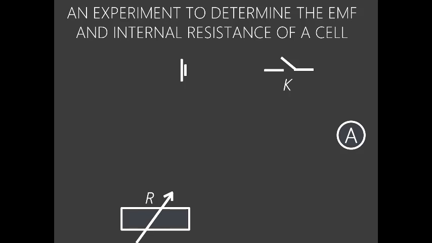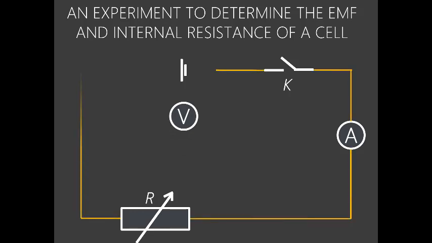These have to be arranged in series, and then in parallel we shall have to place a voltmeter. So let's arrange the ammeter, the rheostat, the cell, and the switch in series, and then we put a voltmeter across the cell. We connect it like that.